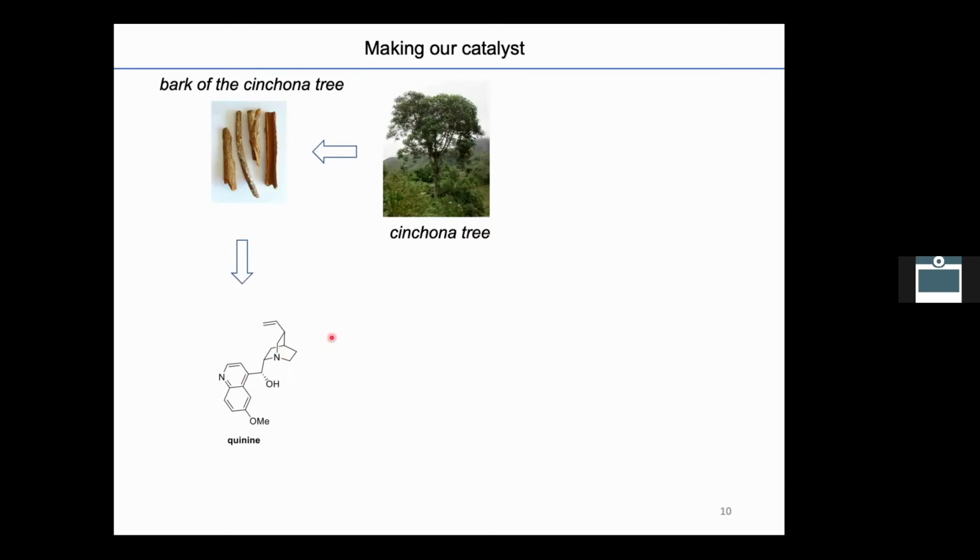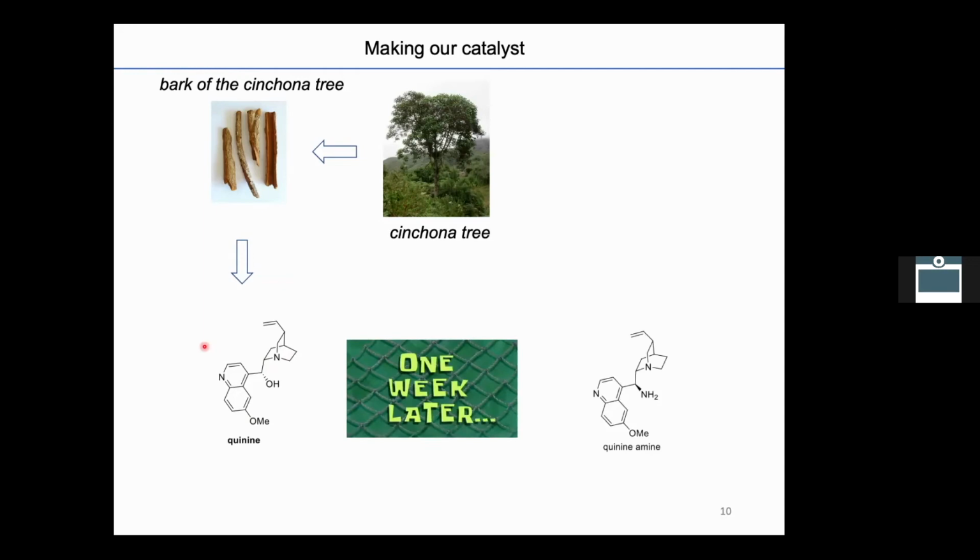So this is a commercially available and very cheap molecule. It's also a drug for malaria. We want to introduce a primary amine group in this molecule. So in our lab, we modified this molecule to our expected catalyst. Look at the difference. The hydroxyl group is changed to NH2 because of ours.